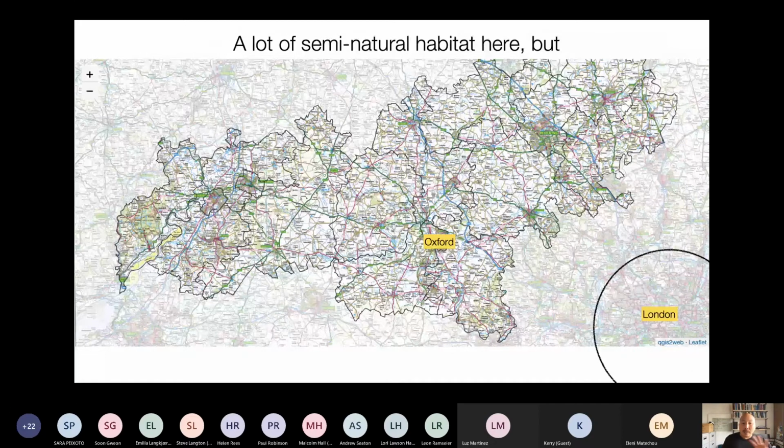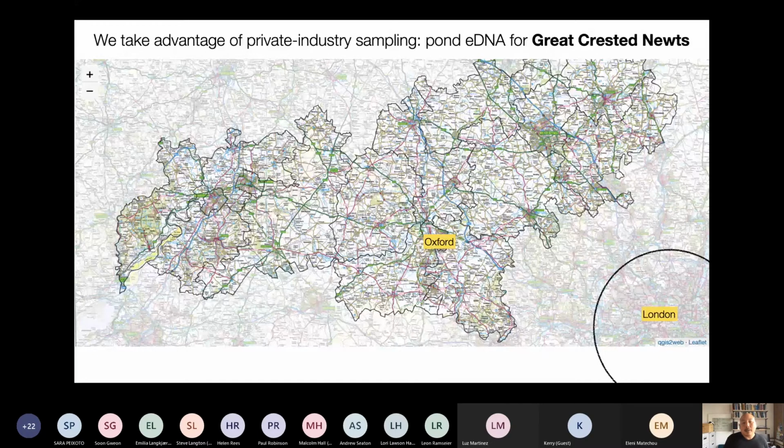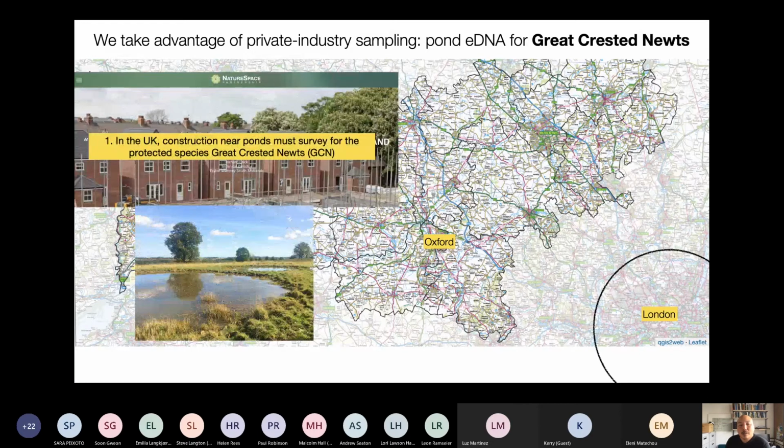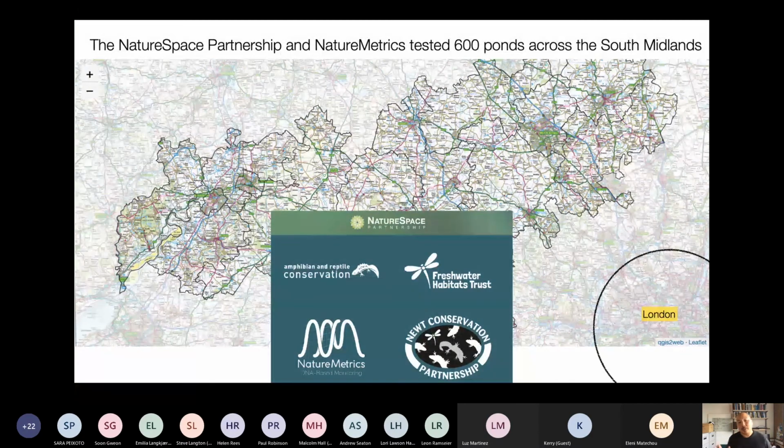And so there's a lot of semi-natural habitat here, right? But it's a really difficult job trying to sample this. If you wanted to know where all the vertebrates are, you can't just go around sampling. You can't put up cameras and so on. And there are no leeches. So we took advantage of this private industry sampling pond eDNA for great crested newt. And that's just to go over what you've seen before, right? You build a house near a pond, you have to sample that. And nowadays what you do, of course, is you contract some company to go and sample the water, and then they take that DNA and look for great crested newt using qPCR.